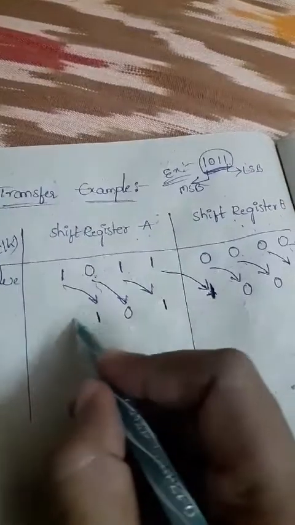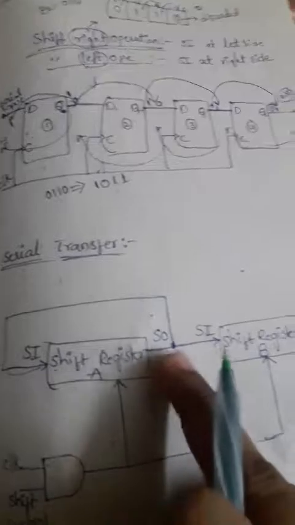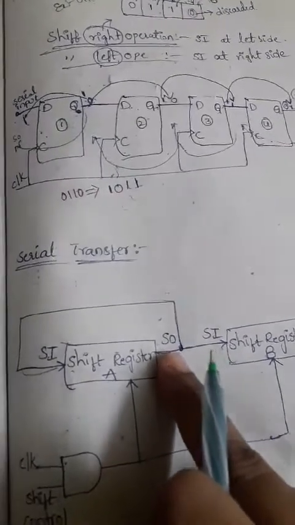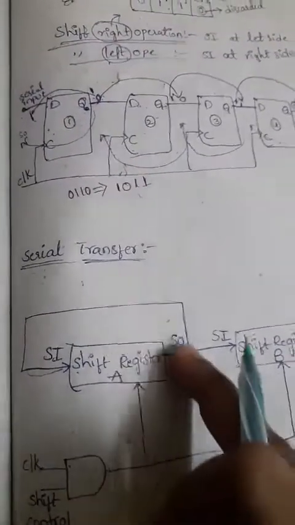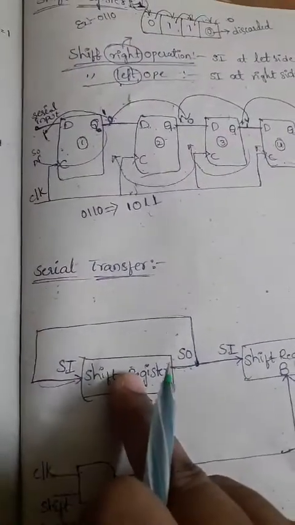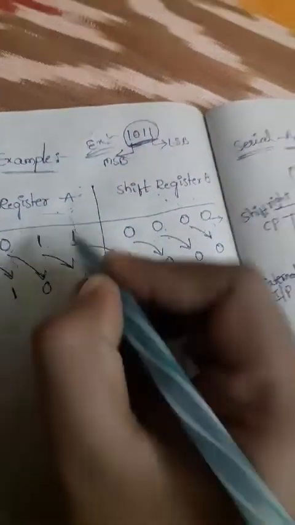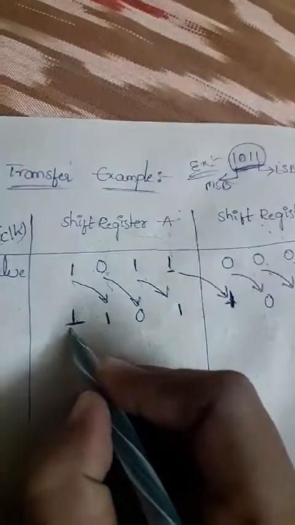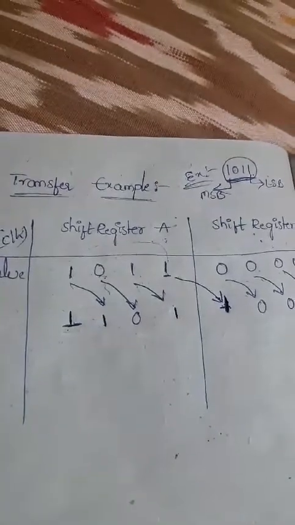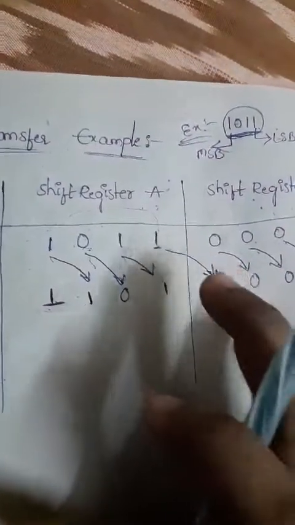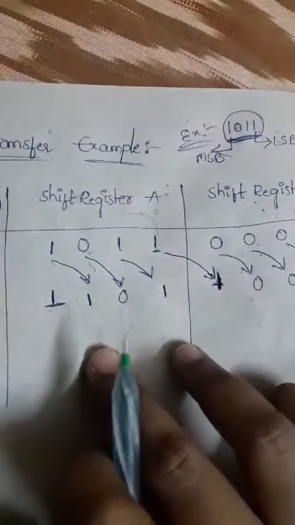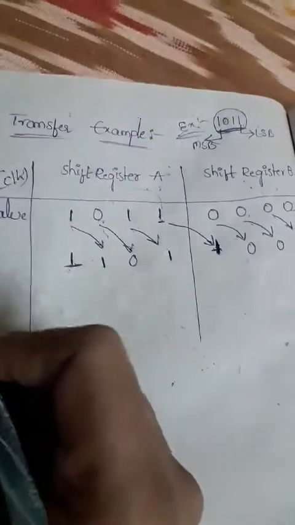So what about the MSB bit position? Here observe the circuit diagram. Whatever serial output we are collecting from shift register A will be connected to the serial input again. So whatever the first output we are collecting from shift register A, that output is given back to the input part. Okay, so now coming to the T2 pulse.